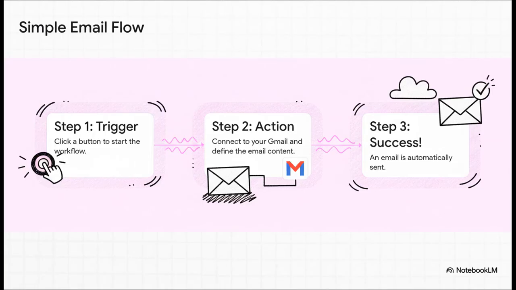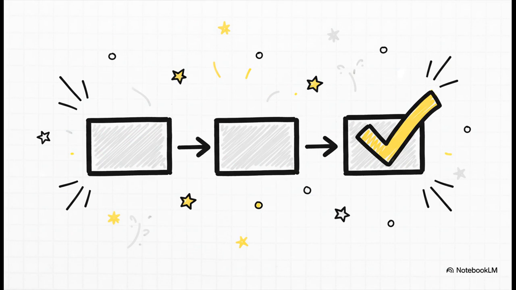The logic here is incredibly simple, and you can see it just flows visually from left to right. We start with a trigger, in this case, just clicking a button. That one action kicks off the next step, connecting to Gmail and sending a pre-written email. And boom! Just like that, the email is sent automatically. And that's it. In just a few clicks, you've built your first automation. It really is that straightforward. This is the foundation, sure, but it really is the key to unlocking something so much bigger.